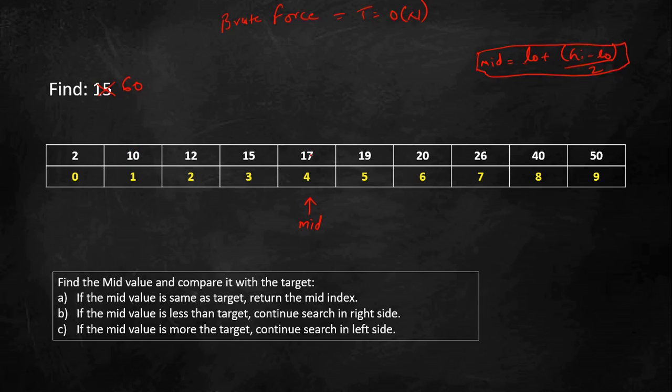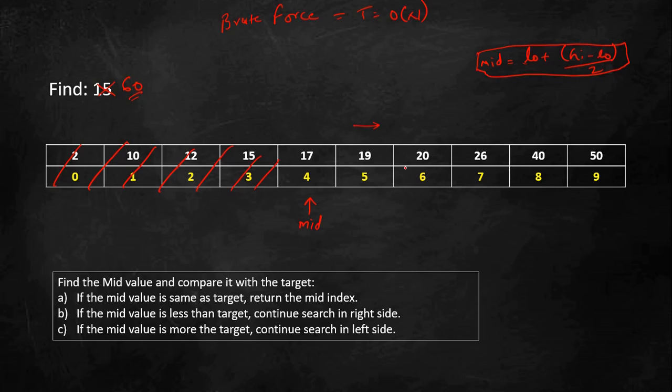I will compare the value at mid, which is 17, to 60. Now the value at mid is less than 60. So I know the value 60, if present in the array, should be on the right hand side only. So I can ignore the left side of the array.